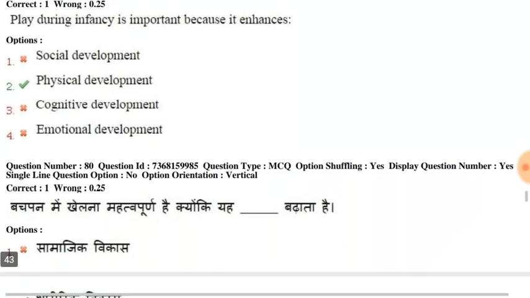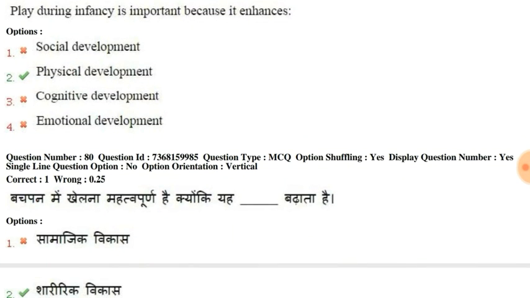Next question is, play during infancy is important because it enhances. So there are four options and the correct answer is second one, that is physical development.